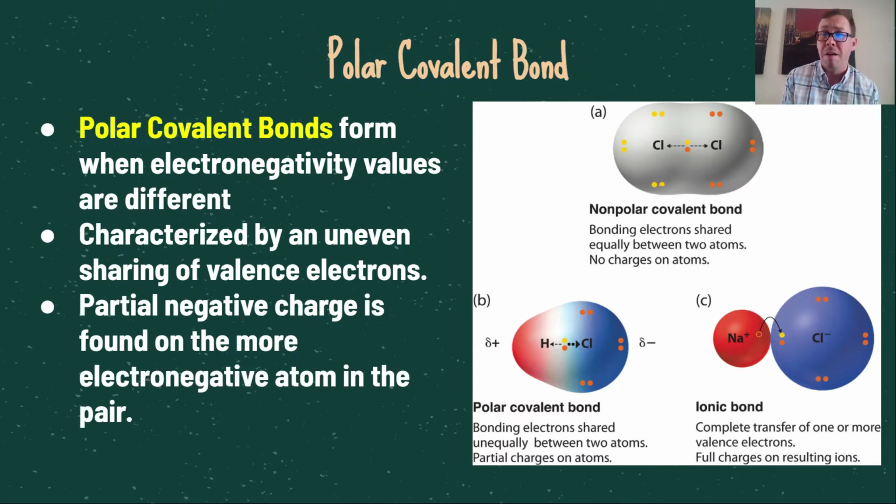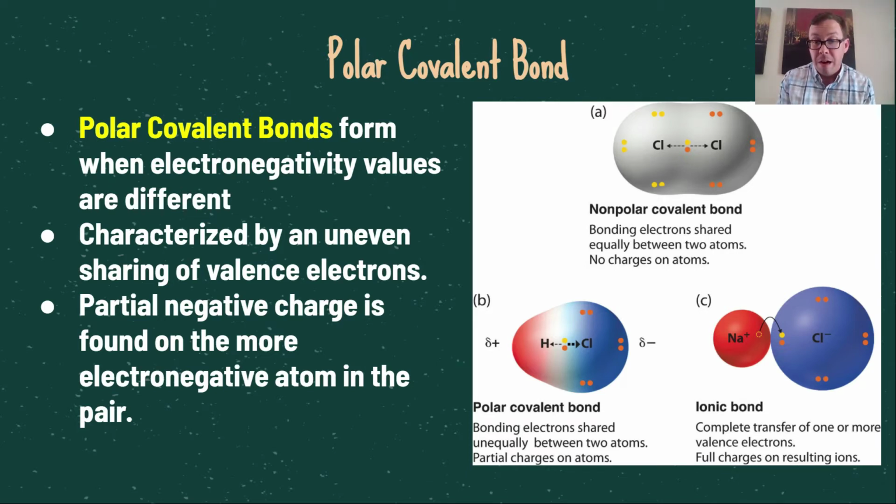Now, polar covalent bonds form when the electronegativity values are different, and this is characterized by an uneven sharing of electrons. The partial negative charge is found on the more electronegative atom that is in the pair. So for example, if we look at the polar covalent bond in the bottom left of the chart there, you see we have hydrogen and chlorine. Well, those bonded electrons are going to be more attracted to the chlorine than the hydrogen, because chlorine has a much higher electronegativity than hydrogen.